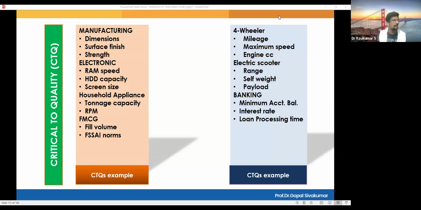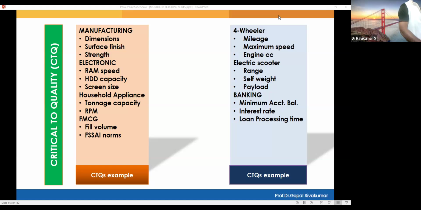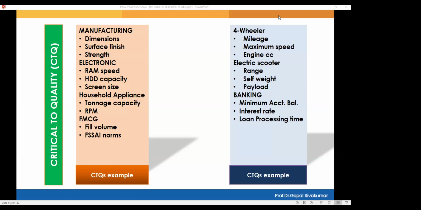Do you agree with me or not? All these things can be mentioned in metrics, right? Do you agree with me or not, guys? Yes. So how can the FSSAI norm be a measurable one?